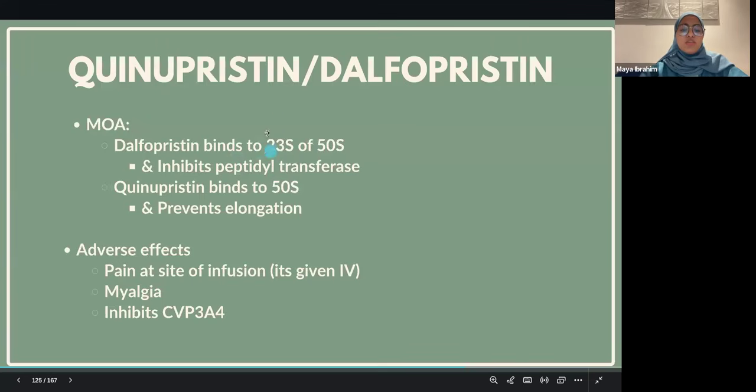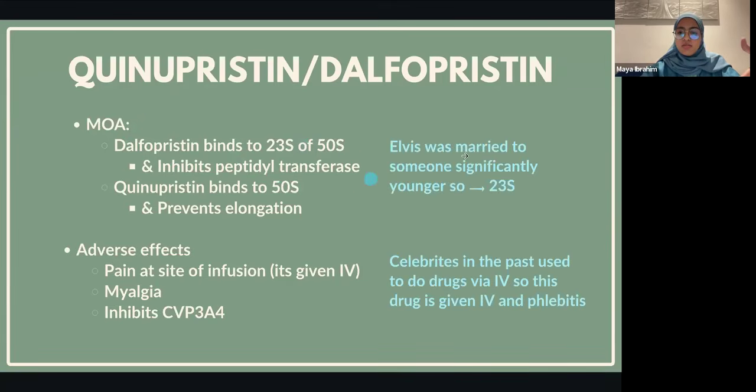And dalfopristin binds to the 23S subunit, and quinupristin binds to the 50S subunit. How I remember this is that Elvis Presley was married to someone significantly younger than him, so dalfopristin binds to 23S, okay? And adverse side effects: pain at site of infusion, myalgia, whatever. Celebrities in the past have used IV drugs. So this is how I just remember them. Like in the old days, celebrities used to do this. So pain at site of an injection or infusion.